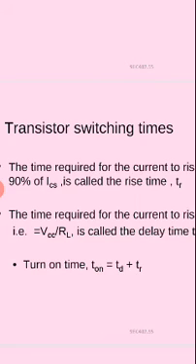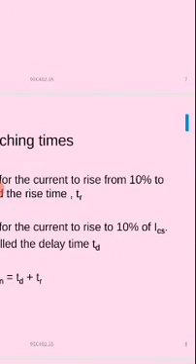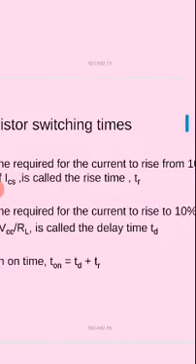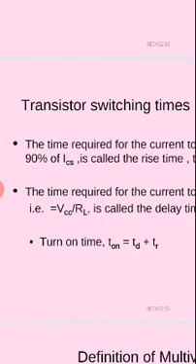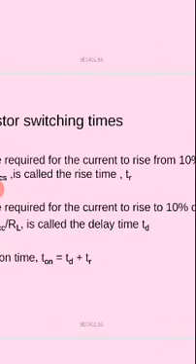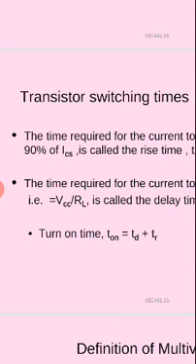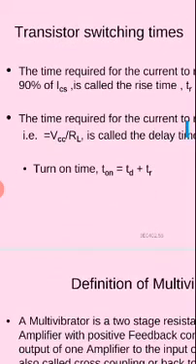The time required for the current to rise to 10% of IC, that is VCC by RL, is called the delay time, TD. Turn on time, T on, is equal to TD plus TR, that is, delay time plus rise time.